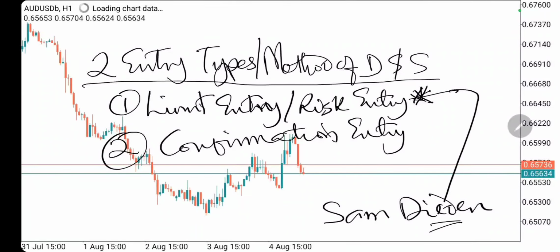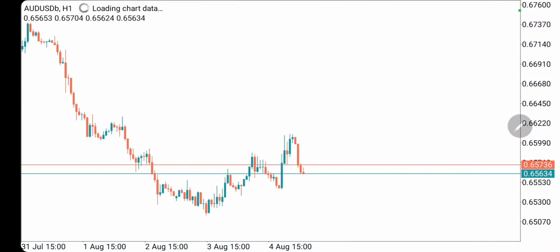The limit entry method depicts a situation whereby you identify a particular supply or demand zone, and you place a limit order, a sell limit order or a buy limit order, so that when price comes to that zone, your limit order will be activated in the direction you intend it to go, and you place your stop loss right above the zone or below the zone. Let me explain it clearer to you.